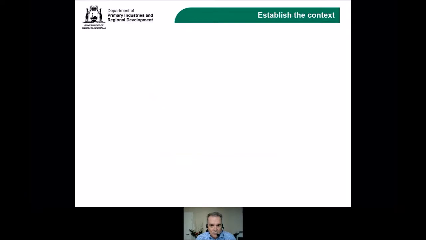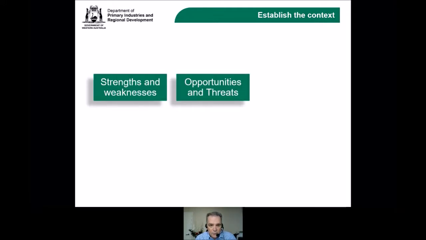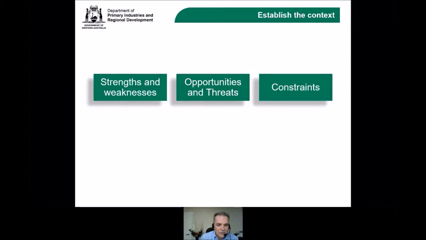And in essence here, a good way to do this is to build a bit of a SWOT analysis for your farm. Now, a SWOT is an acronym, stands for strengths, weaknesses, opportunities and threats. And I'm going to add an extra column here and call it constraints. And I'll explain why in a minute. But there's a whole bunch of things that happen in your farm that you have some control over. And these are internal to your business.